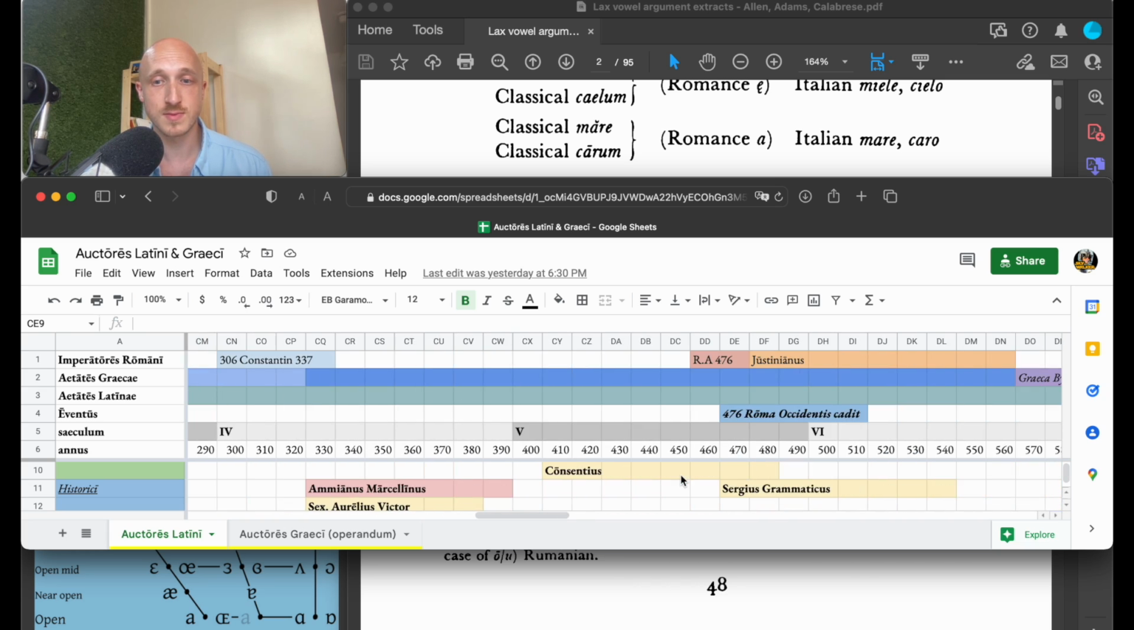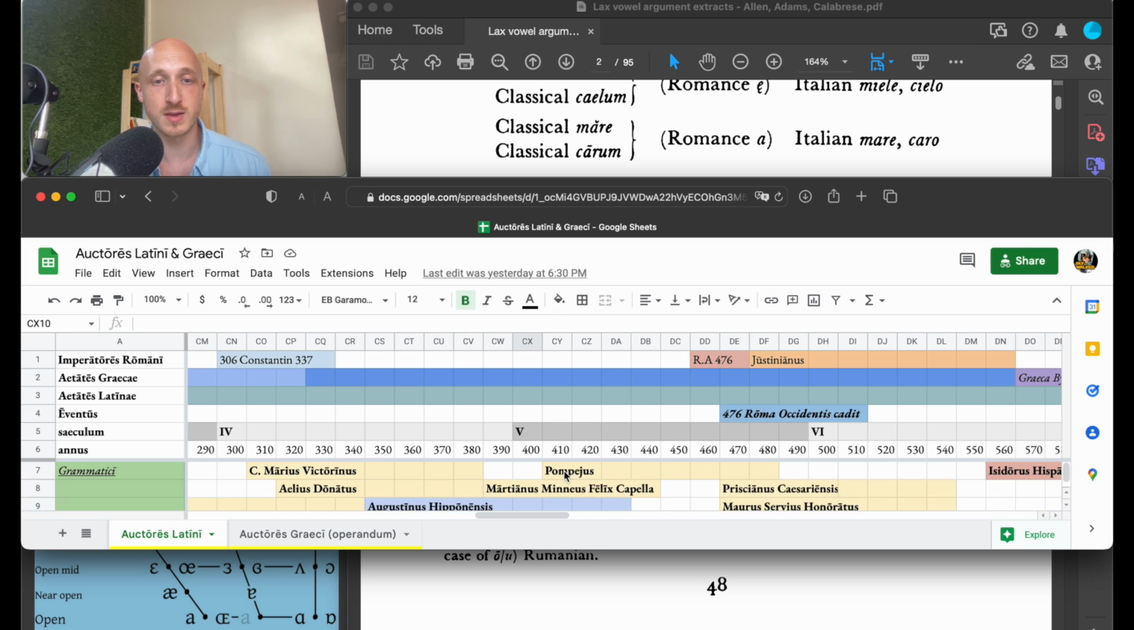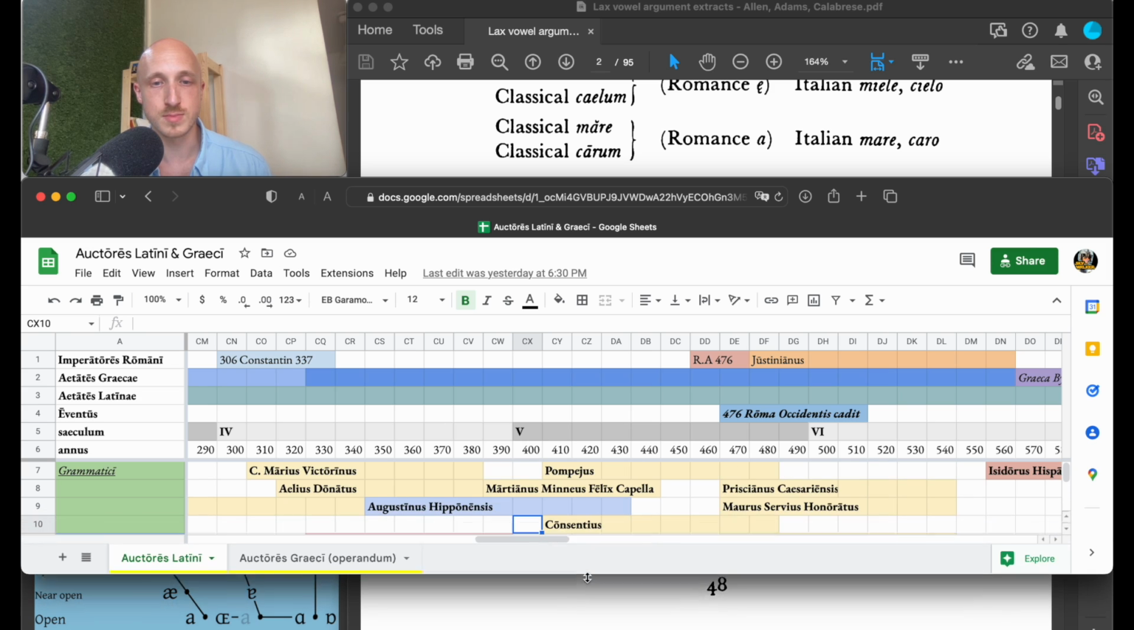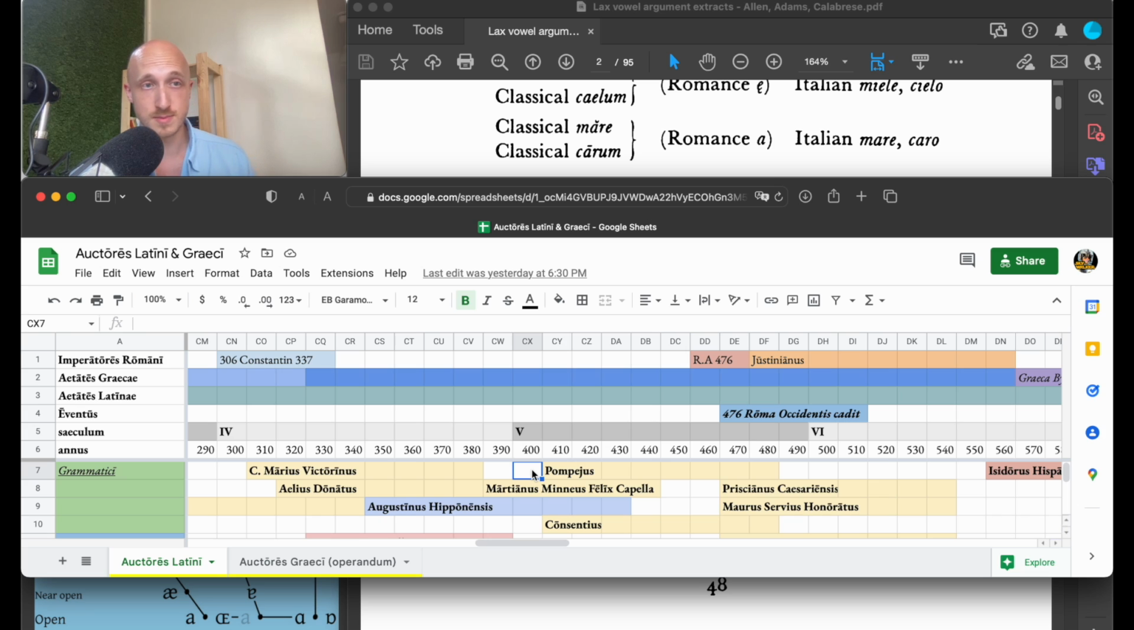So when did these folks live? Well, Consentius, here he is, 5th century, 400s. Also Pompeius. And those are the two that we were just looking at. So 5th century. The Roman Empire, as we think of it, is about to fall. This is hundreds of years after classical Latin.